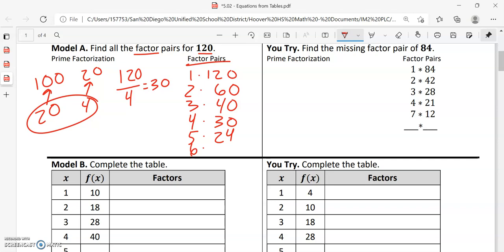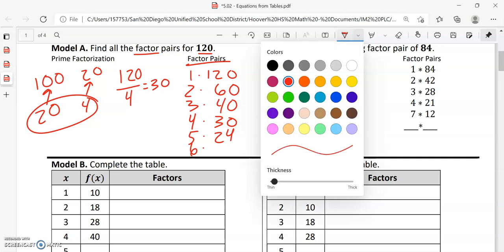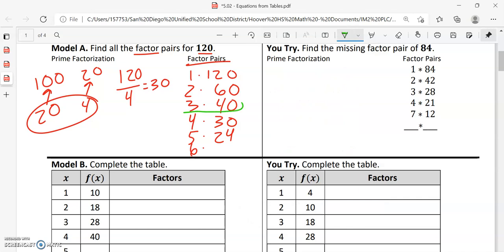6. Well, if I look up here at 3, 6 is double 3. So we're going to take half of this number. Half of 40 is 20.